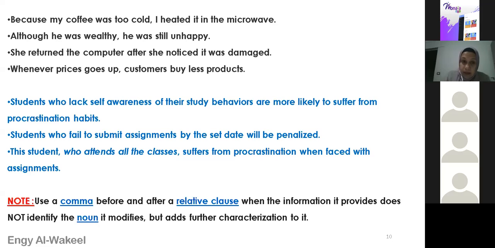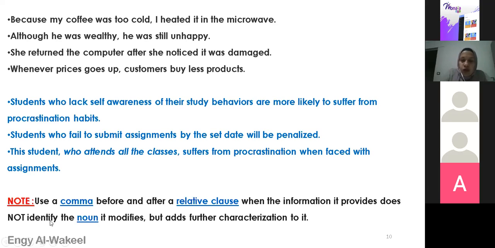Done. Okay, I'm going to take the last two. The students who fail to submit assignments by the set date will be penalized. Here, I didn't use any punctuation. But the second one: this student, comma, who attends all the classes, comma, suffers from procrastination when faced with assignments. What's the difference? I will tell you.